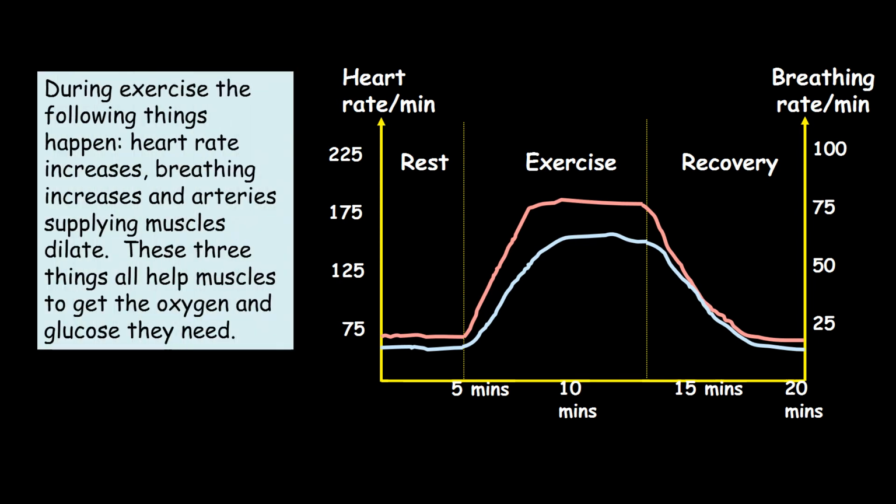So during exercise, the following things will happen. Your heart rate will increase, and we've looked at why that is, and that's to get more oxygen and glucose to those respiring cells. The breathing rate will also increase, and that is to get more oxygen into the blood and get rid of more carbon dioxide from the blood. We know that the arteries supplying the muscles will dilate, they get wider, so more blood can move around the body. And those three things all help muscles get the oxygen and the glucose that they need.